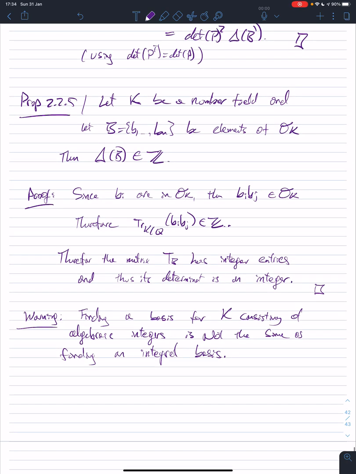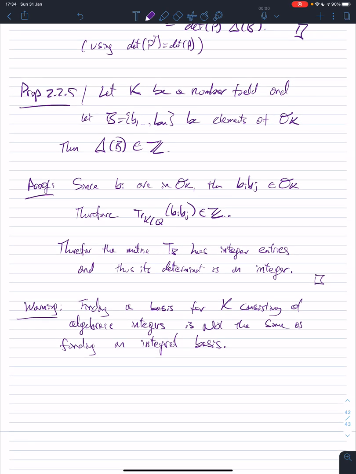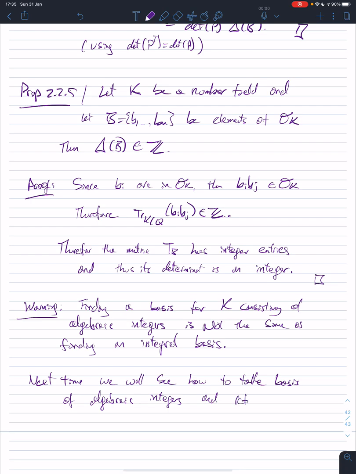And what I'll do next time in part 2 will be to start giving some lemmas which will tell us how to take a basis consisting of algebraic integers and slowly refine it until we actually end up with an integral basis. If this is confusing, maybe it'll be useful to go back and check the definition of an integral basis. An integral basis is a basis consisting of algebraic integers which is a basis for the ring of integers. So I want a basis of O_K, not of K. Okay, so I'll stop here for now.